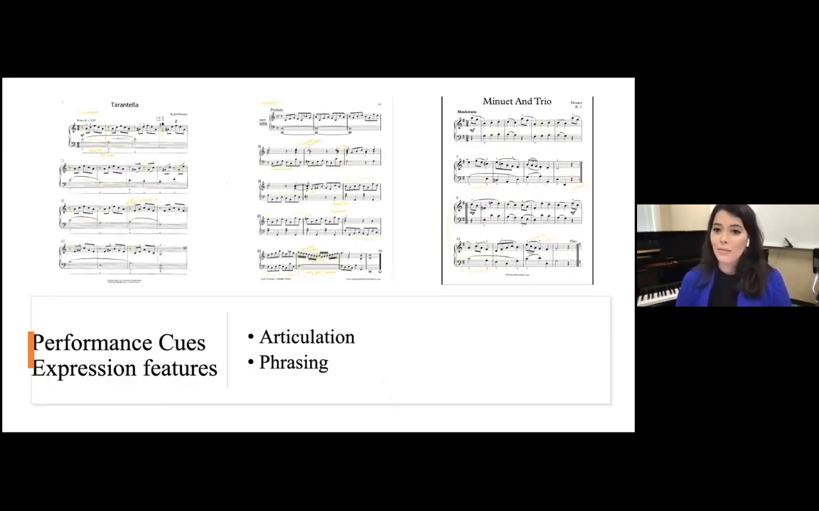The last one is the expression features, and I highlighted in yellow articulations, jumps, and movements of each hand. So you can see that in yellow for the tarantella, I wrote sing the left hand just because it's a pretty big jump and you could have a feeling of how it's supposed to go.